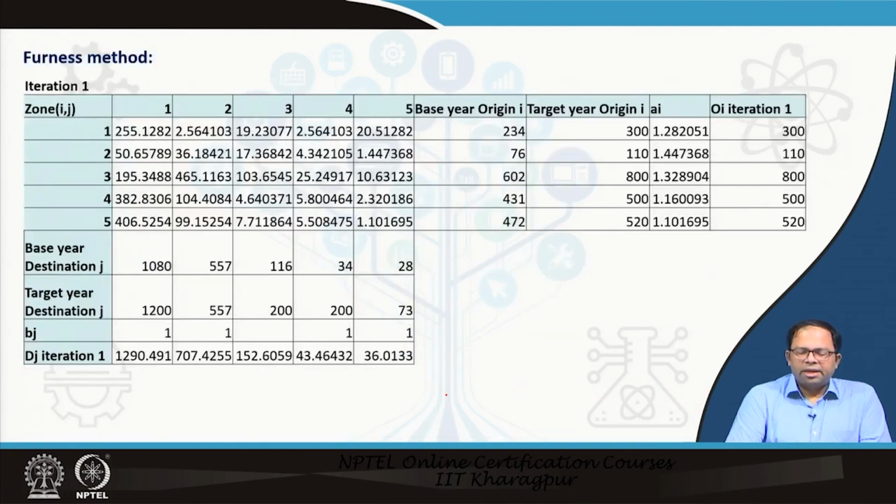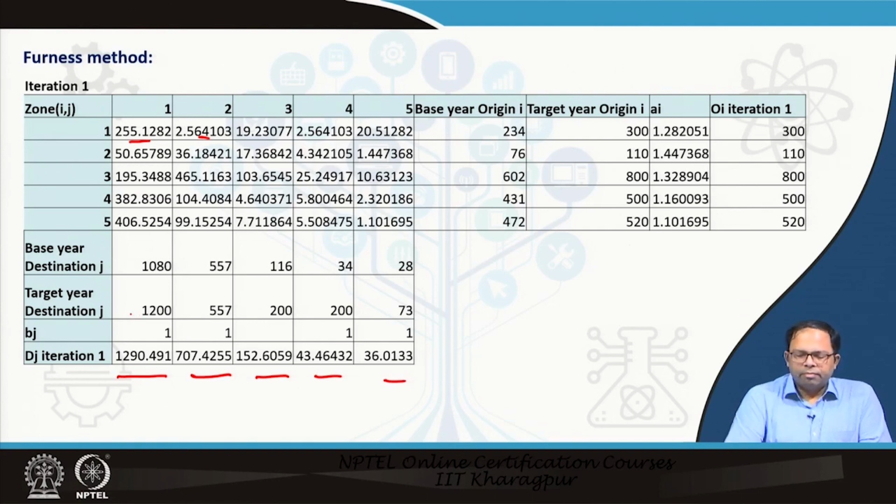So this is the first iteration of the Furness method. You can see we have set bj equal to 1. We have now estimated ai, where ai is the proportion 300 divided by 234, which is 1.28, and we multiply this value with the previous Tij values, and we get these particular figures over here. We add them up, we get these new values for dj, which are obviously different from the estimated values.